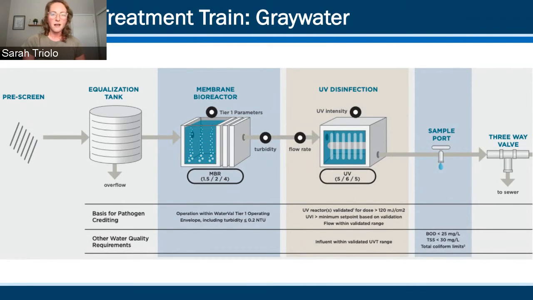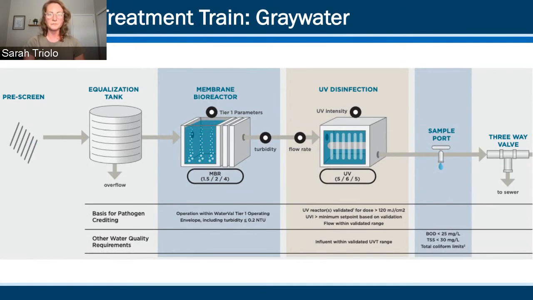So with those credits, the UV disinfection is going to get the remainder of the credits. And again, the keys there are measuring your flow rate and your UV intensity, in this case, to verify your dose of 120 millijoules per centimeter squared. So those are the treatment processes that together would be achieving the LRTs. And then, we haven't covered the other water quality requirements, but this train does show you'd need a place to sample your BOD, TSS, and total coliform to make sure you comply with those other water quality requirements.